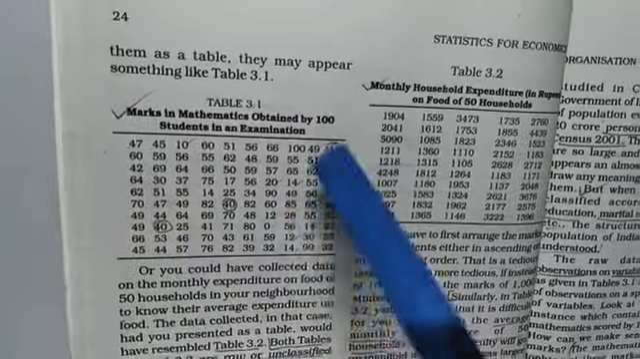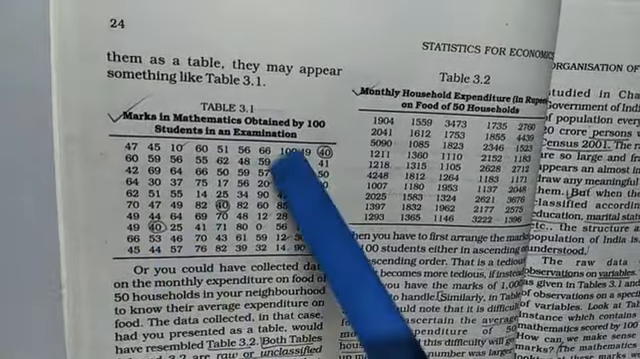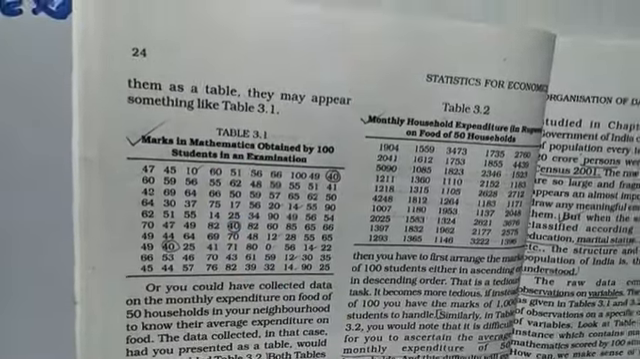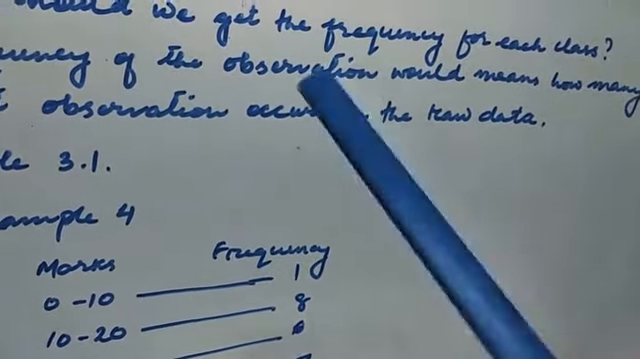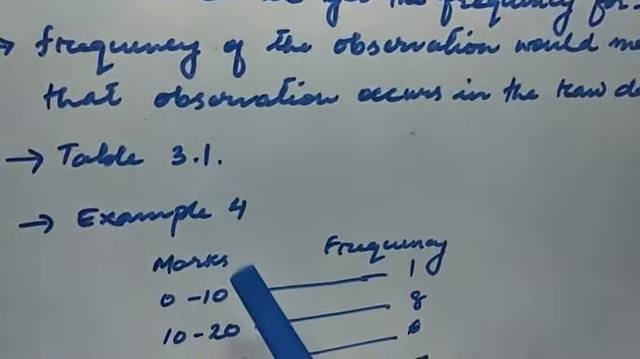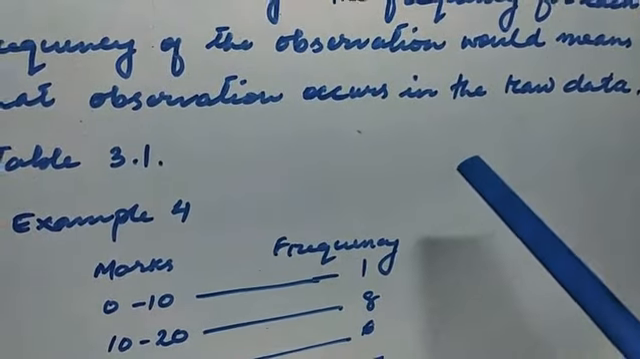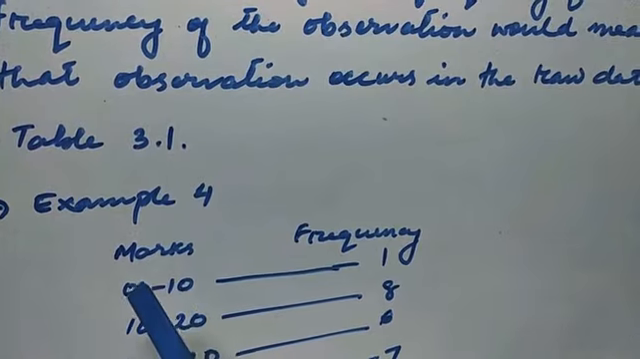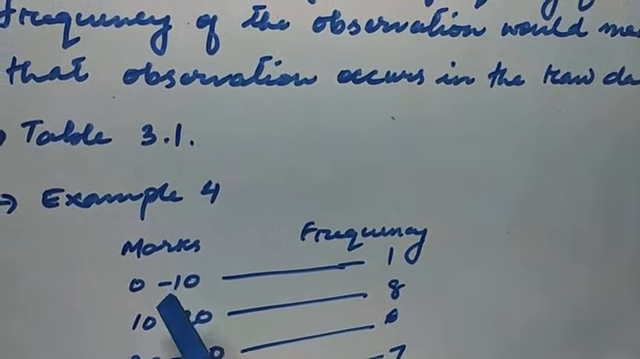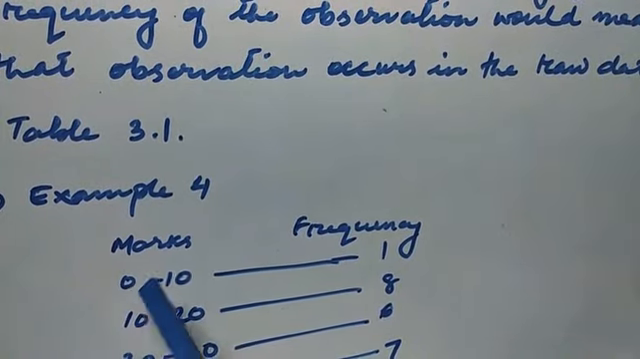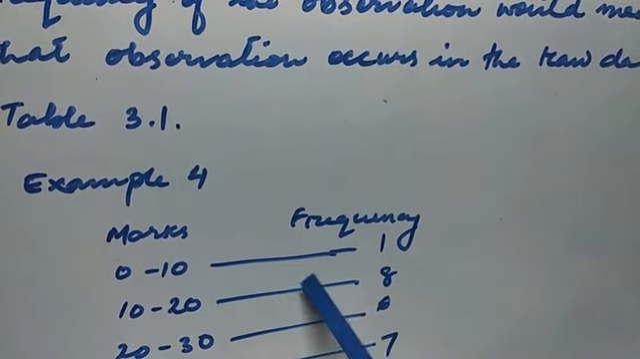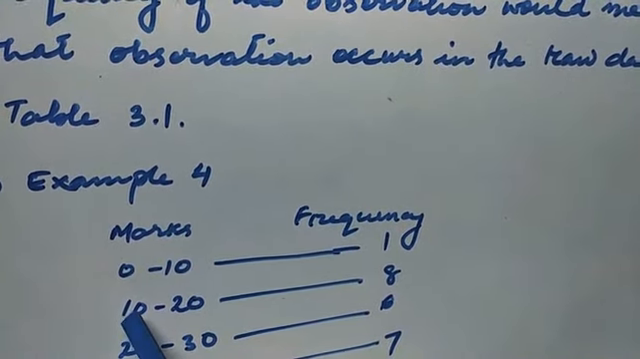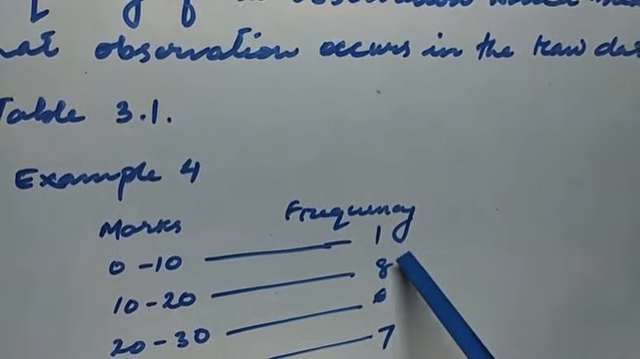So observations, table 3.1. Observations would mean all these things. These are all observations. So frequency would mean how often or how many times those observations occur in the raw data. So how many observations come under 0 to 10? This is the class. How many times do values ranging from 10 to 20 occur in the raw data?